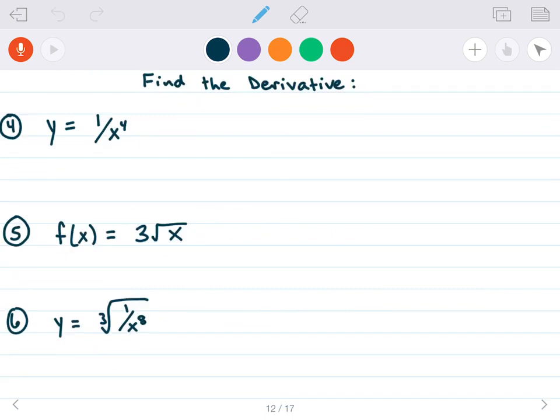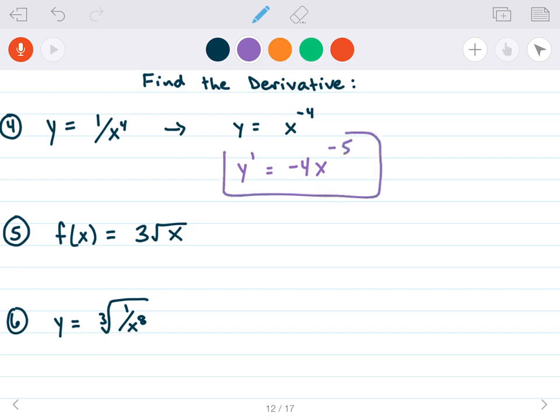All right. Now, sometimes you're going to have to use your algebra skills to manipulate these expressions to take the derivative. So remember, if we have something in the denominator with a positive exponent, we can move it to the numerator and make the exponent negative. So this is secretly y equals x to the negative 4. All right. Now we take the derivative. Y prime is going to be negative 4 times 1, which is negative 4. X to the negative 4 minus 1 is negative 5. So that is my derivative there.